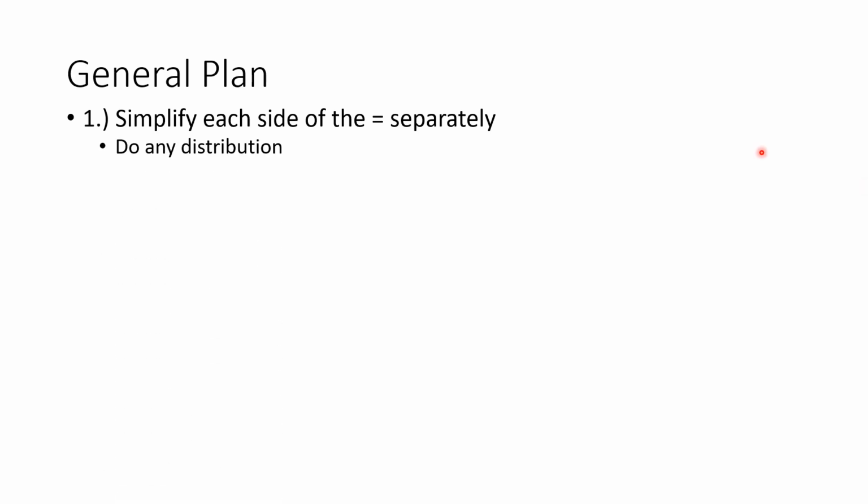So here's your general plan. We're going to summarize this real fast. Simplify each side of the equal sign separately. And what we mean by that is do any distribution. So if you have distribution going on, so you got your equal sign and you got some stuff over here, if you see some distribution, you're going to go ahead and do that distribution.